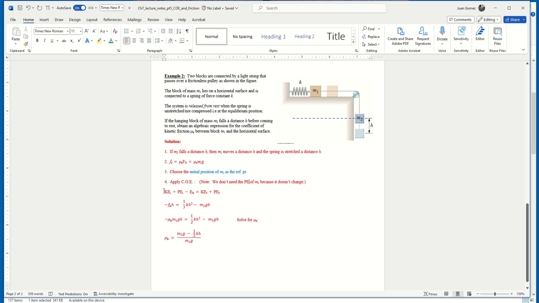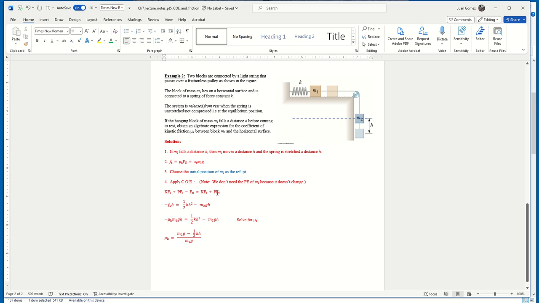So again, left-hand side: KEI is 0, PEI is 0, minus EFR is Fk h. Now, what is the final kinetic energy? 0. We already know that. Released from rest, comes to rest, so KEI and KEF are 0. Well, what's the final potential energy? The final spring potential energy is 1/2 kh squared, because the spring is being stretched a distance of h.